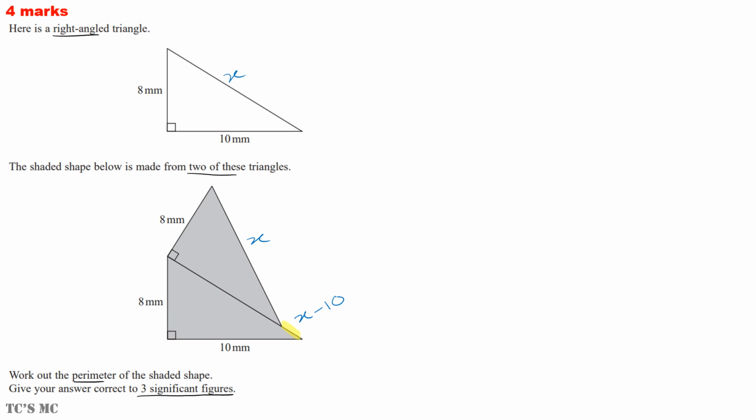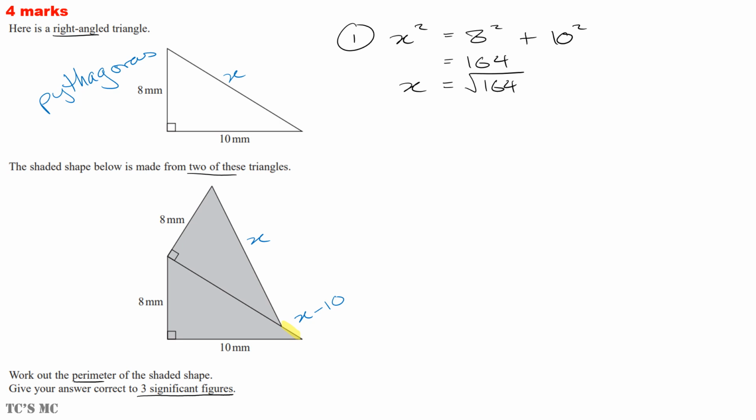To work out what x is, we need to use Pythagoras, as we are working with 3 lengths on a right-angled triangle. So for step 1, we can say x squared is equal to 8 squared add 10 squared. Now we have 1 mark. That is 164. To work out just x, we need to square root 164. As this is not my final answer, I will leave it as square root 164. This is my second mark.